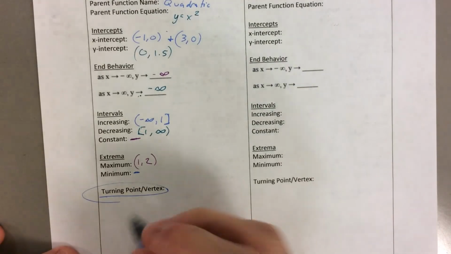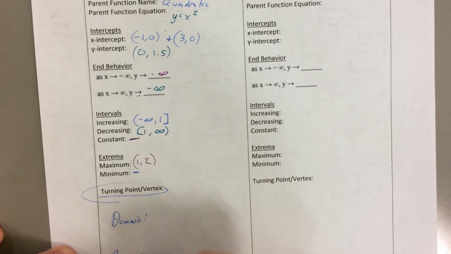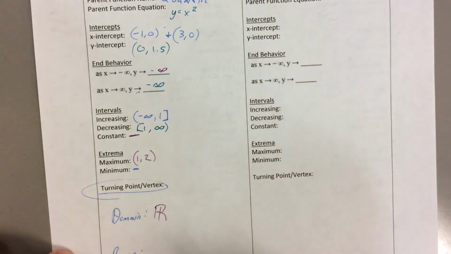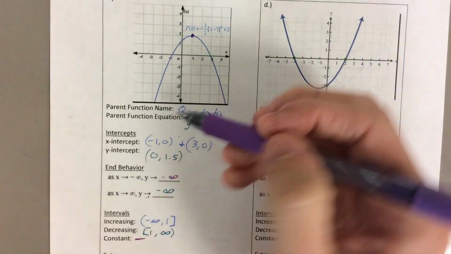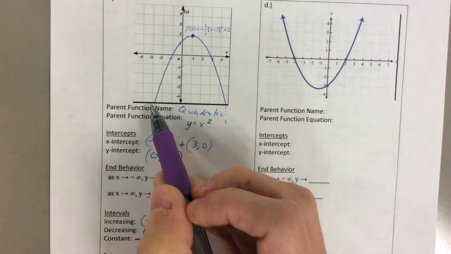So what would the domain be? Yeah, hopefully you saw that it's all real numbers. So this, again, is not just going to straighten up. It's going to keep going out.